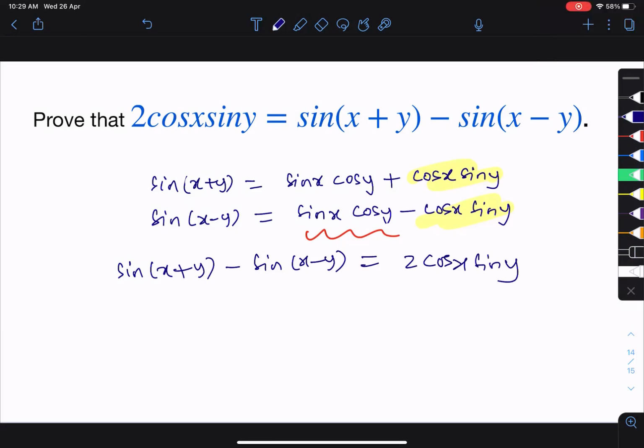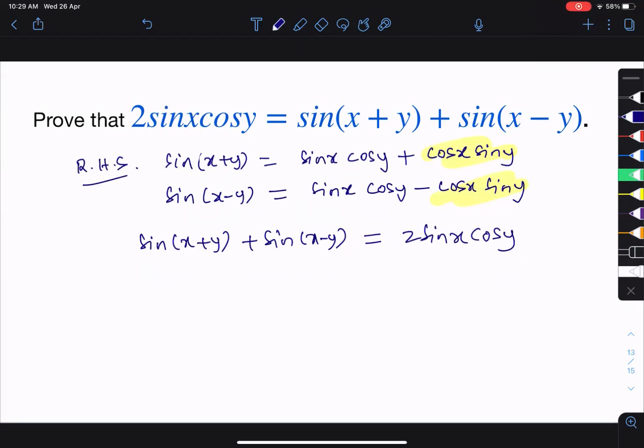Easy. So could you go to the previous page once? Previous page once, okay, yeah. Yeah, that's all. Thank you, sir.